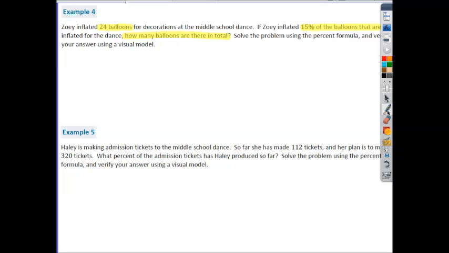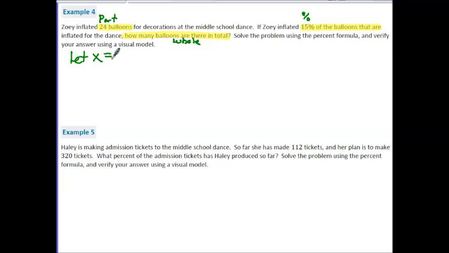So the different pieces of this tell me that the 24 balloons that Zoe did is part of the whole. The 15% gives me my percentage here. And this tells us that our unknown piece here, how many balloons there are, is going to be our whole. So we need to define that. Let's let X equal the total balloons.